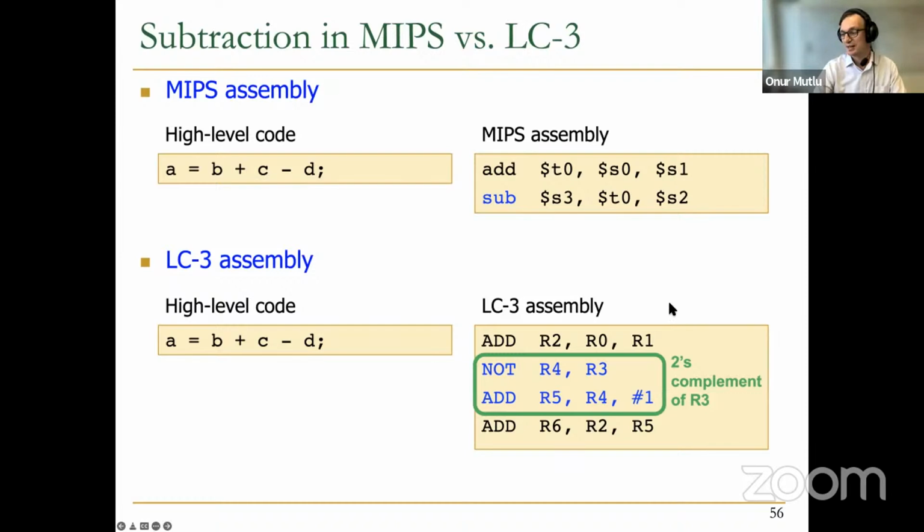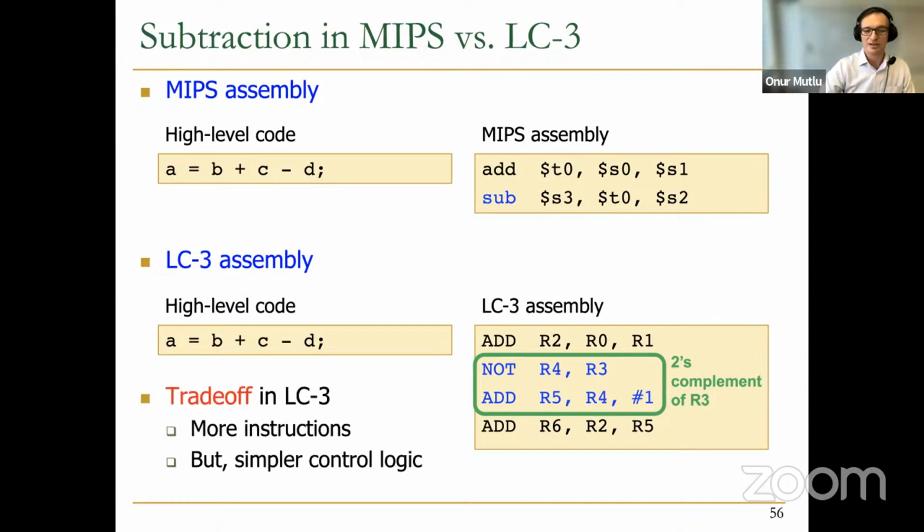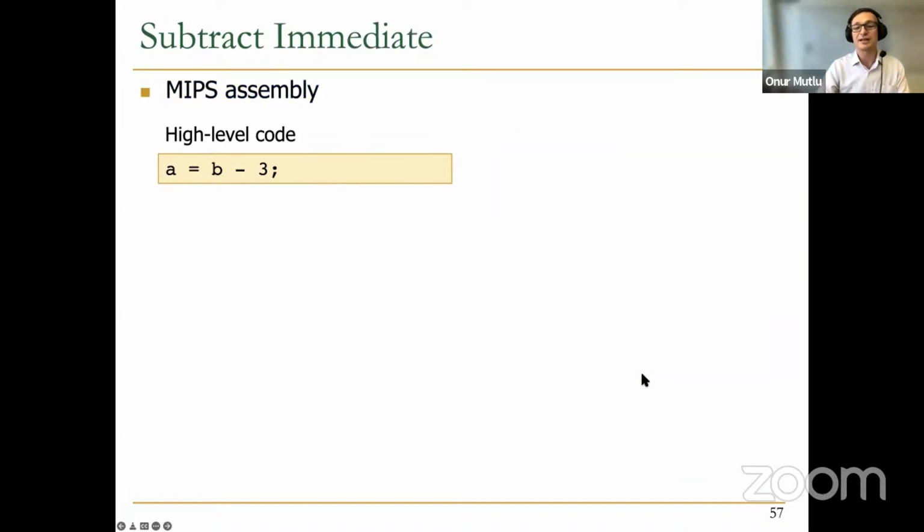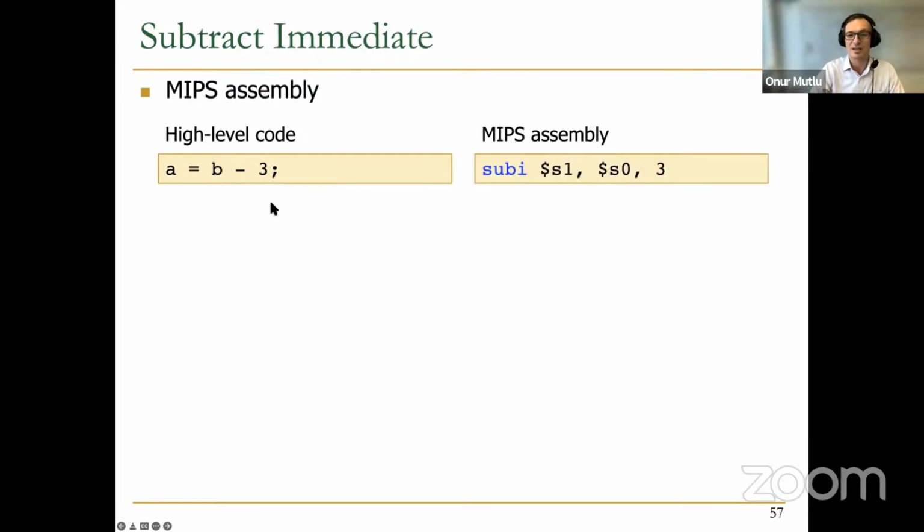Okay, so this is basically our theory that we discussed earlier put into practice. Hopefully that's clear. So the trade-off is more instructions in LC3, but simpler control logic, simpler hardware. Okay, let's take a look at subtract immediate. MIPS assembly actually provides you with subtract immediate also. Basically, you can express this with a single instruction, subi, in MIPS.